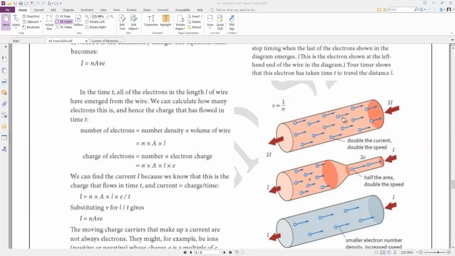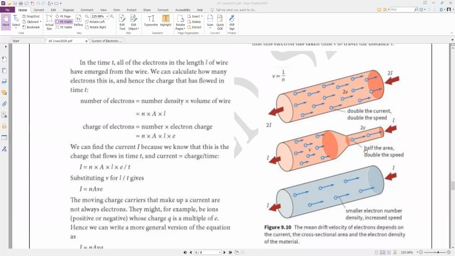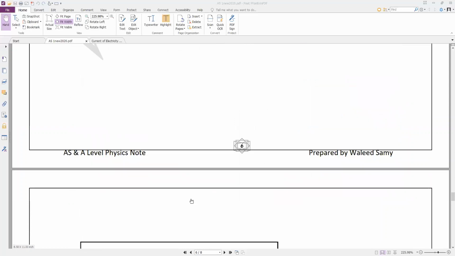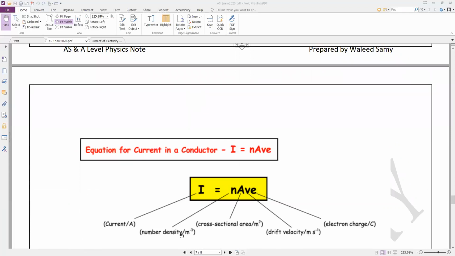What is the variable? v is inversely related to n. Double the current, double the speed. Half the area, double the speed. And we can see the relation between current and cross-sectional area, current and velocity, current and the charge. From this equation, we can find current: n is number density per cubic meter, A is cross-sectional area, and v is velocity. What is e? The electron charge. This is the equation of current, I equals nAve.